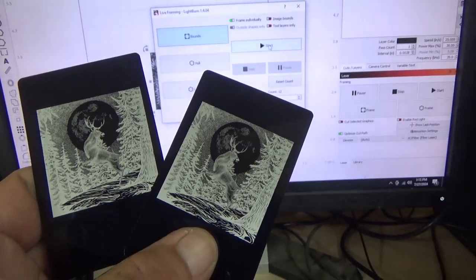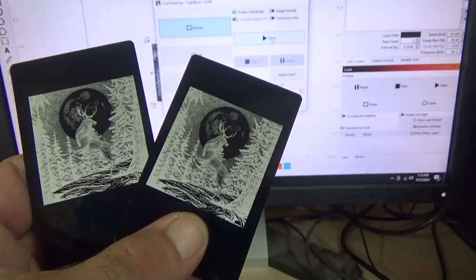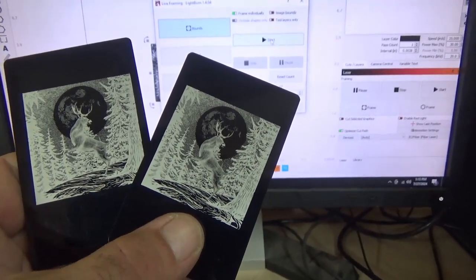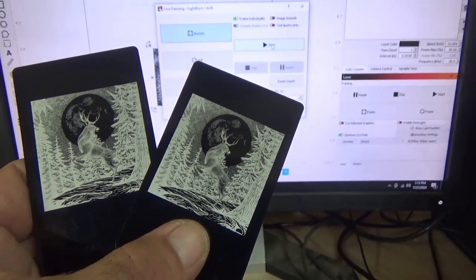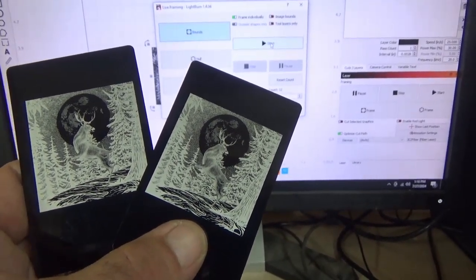I guess I should have showed how the two came out. They're very, very similar. So the repeatability is absolutely there. So far, very happy with this OMTech laser. And I'm not sure I'd recommend it just yet, but maybe in the near future.